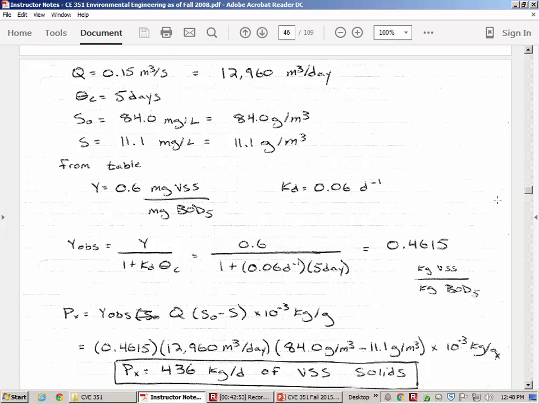Yes? Say theta C at 5 days? Yep, that's the same thing as sludge age. In the problem statement it told us the sludge age is 5 days. And that's kind of a typical value, that you'd have your F to M ratio set so that it's a 5-day sludge age.